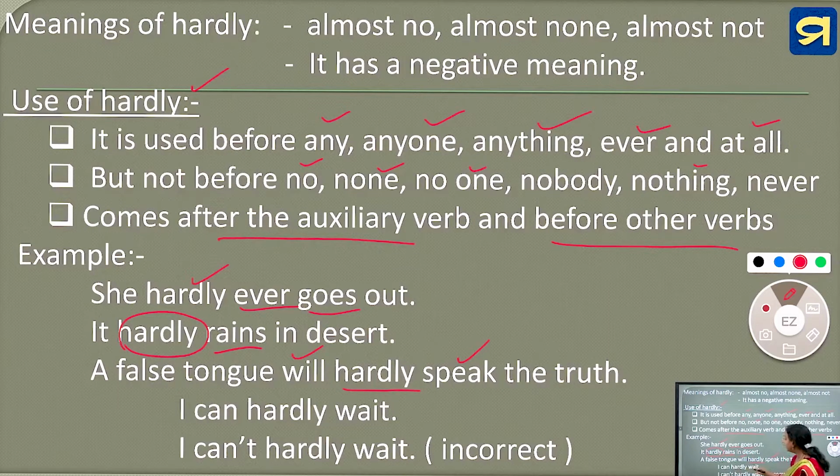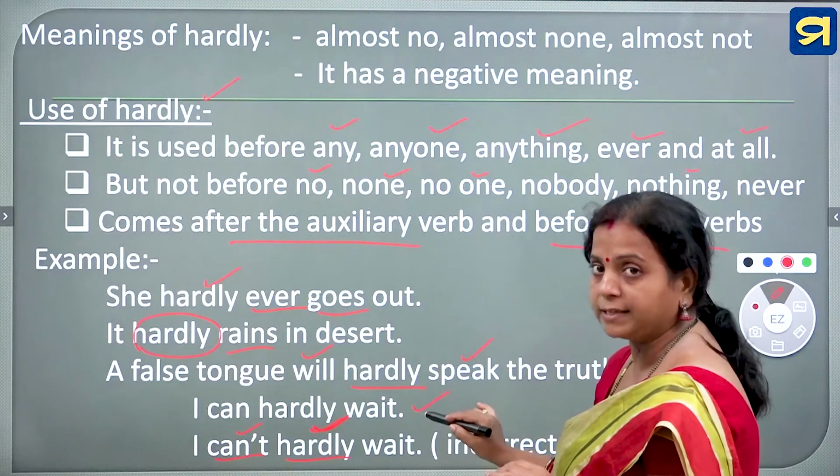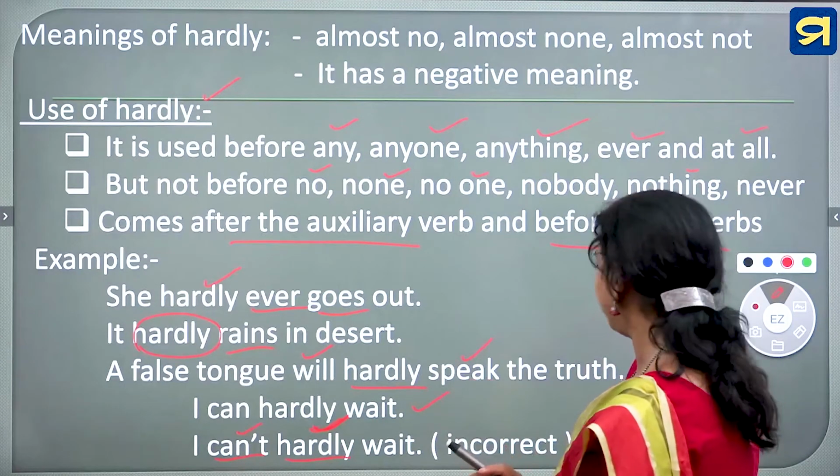I can hardly wait. I can't hardly wait. There are two sentences. The first one is grammatically correct, but the second one is not correct. Why? Because here can't is used with the word hardly. So this is a negative word and hardly is also negative. It shows negative meaning. So hardly cannot be placed with any negative words. So this is a wrong sentence. It is grammatically incorrect. Okay?